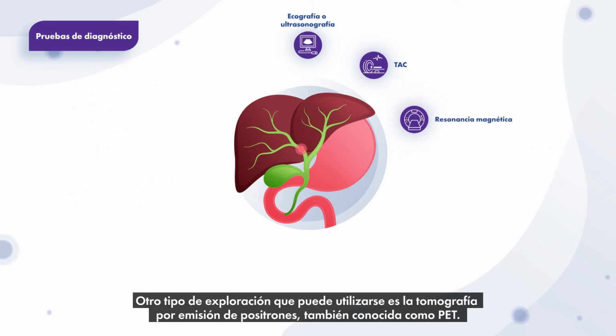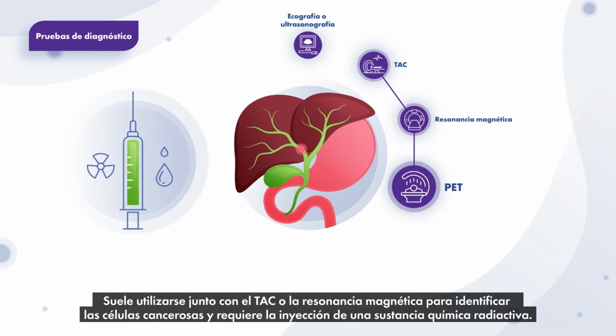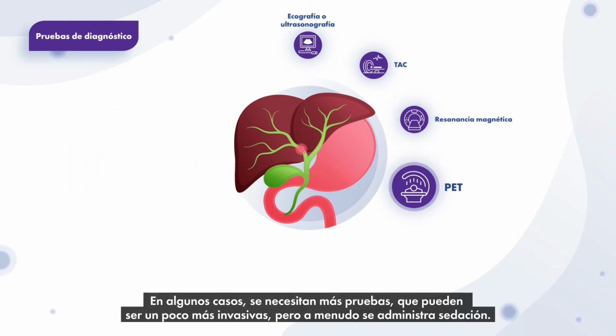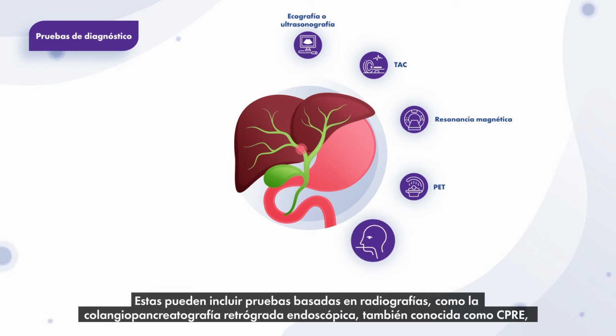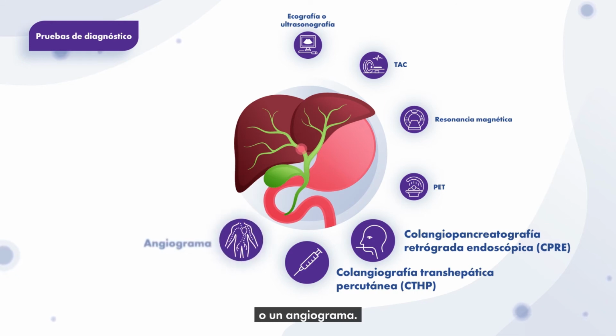Another type of scan that may be used is positron emission tomography, also known as a PET scan. This is often used together with CT or MRI scans to identify cancer cells and requires the injection of a radioactive chemical. In some cases, more tests are needed, and these may be a little more invasive, but sedation is often given. These may include X-ray-based tests, such as endoscopic retrograde cholangiopancreatography, also known as ERCP, percutaneous transhepatic cholangiography, which is known as PTC, or an angiogram.